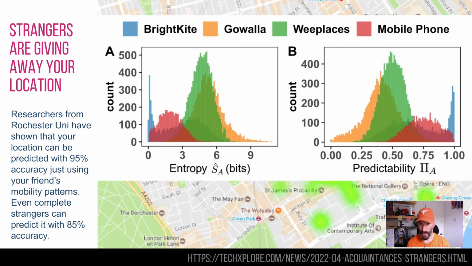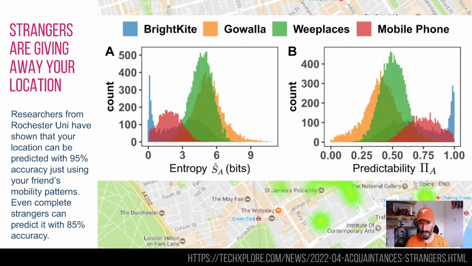So the scary thing is that even people in the same location as you can predict your future location with 85% accuracy. People like you go to places that people like you go to, and therefore the places they go to next are probably where people like you go to as well. So that's kind of interesting.